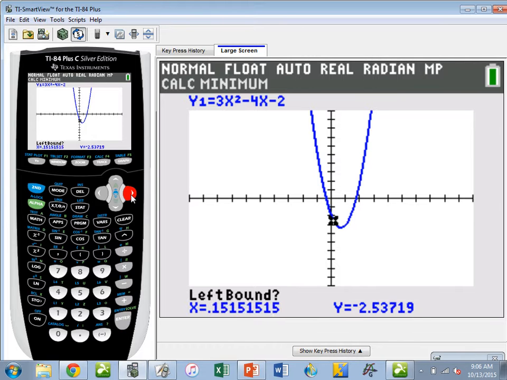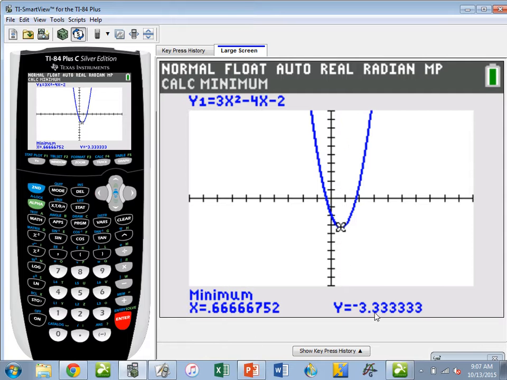First it says left bound. So if I approximate where the relative minimum is, left bound means I want to pick a point that's to the left of where the relative minimum is. So I'm just going to pick a point right out here. The right bound is I want to pick a point that's to the right of where that relative minimum is. So let me bring it back here. And then my guess is where I think the relative minimum is. So I'm going to say it's maybe right about there. And here are the coordinates of the point you get.